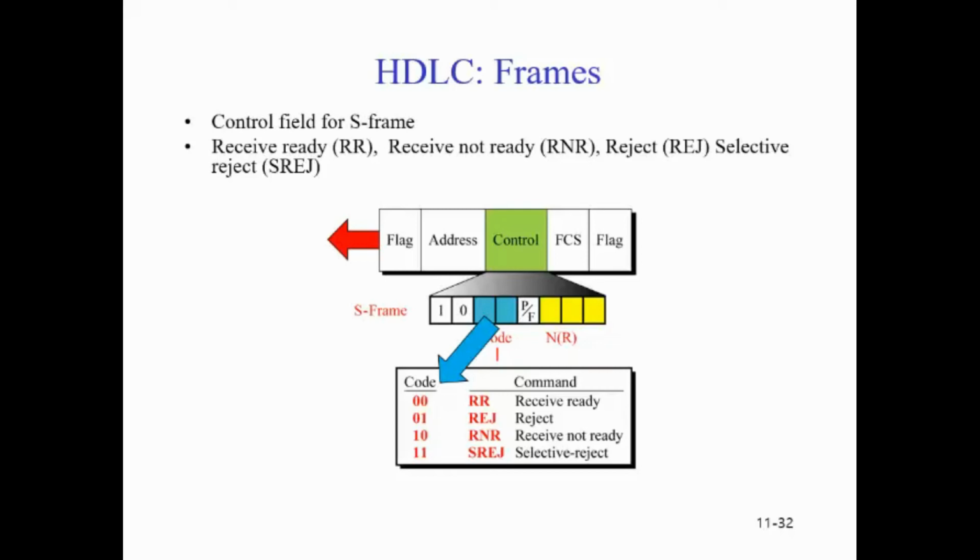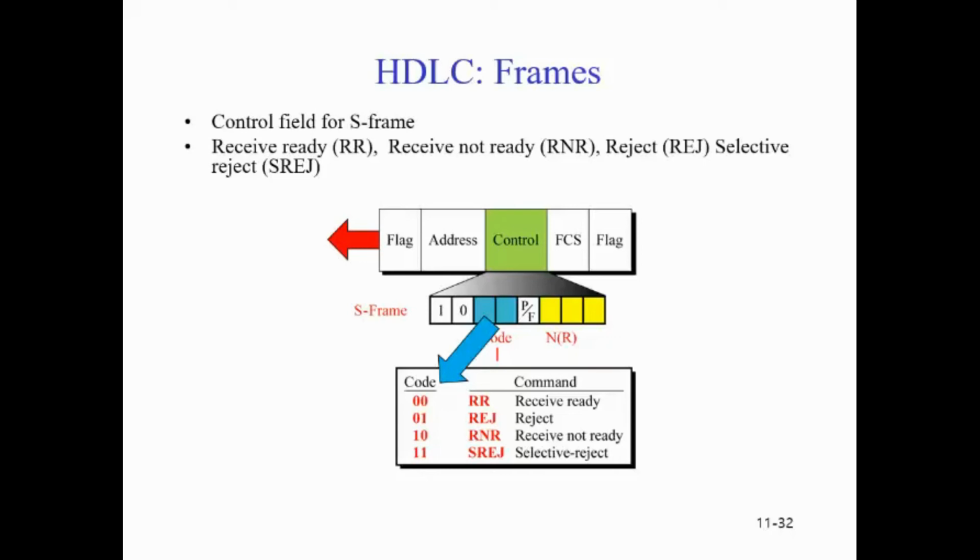Reject, REJ. If the value of the code subfield is 01, it is a reject S frame. This is a negative acknowledgement frame, NAK, but not like the one used for selective repeat ARQ. It is a negative acknowledgement that can be used in Go-Back-N ARQ to improve the efficiency of the process by informing the sender before the sender timer expires that the last frame is lost or damaged. The value of NR is the negative acknowledgement number.